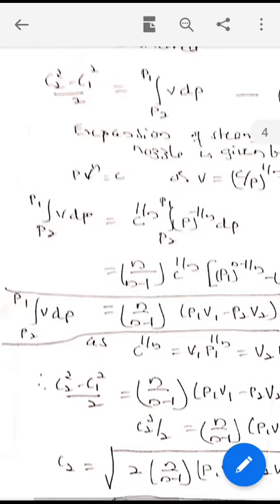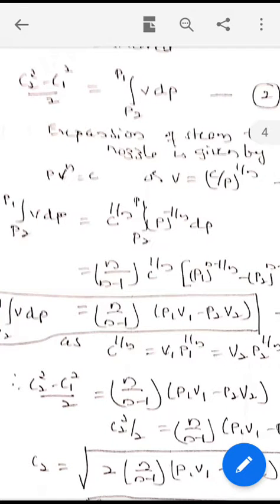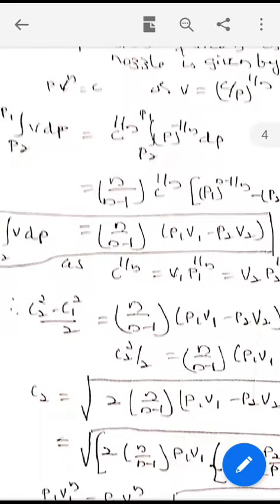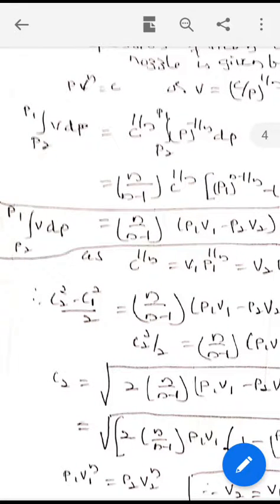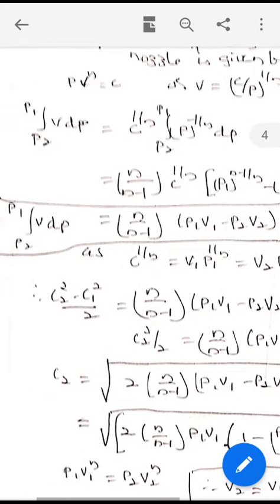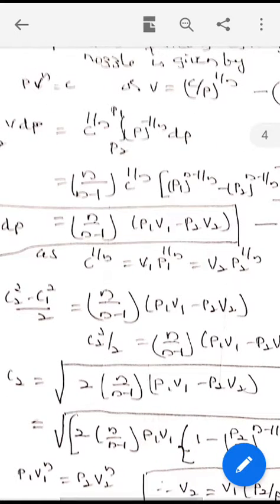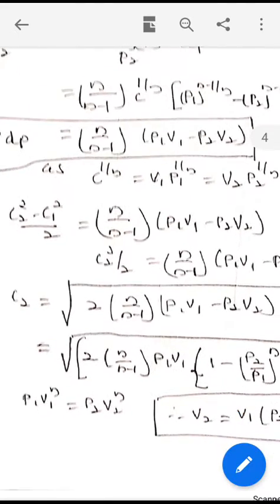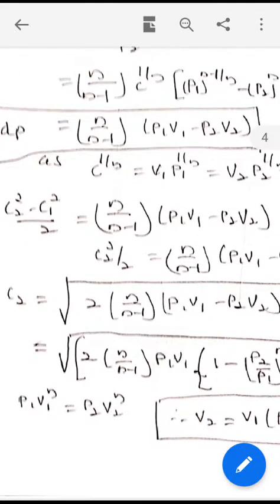So the integration of V dP from P2 to P1 equals C raised to 1 by n times P raised to minus 1 by n dP. Integrating this gives the expansion work: the integral of V dP from P2 to P1 equals n by n minus 1 times (P1 V1 minus P2 V2). Now equating this to the gain in kinetic energy, (C2 square minus C1 square) by 2 equals n by n minus 1 times (P1 V1 minus P2 V2).